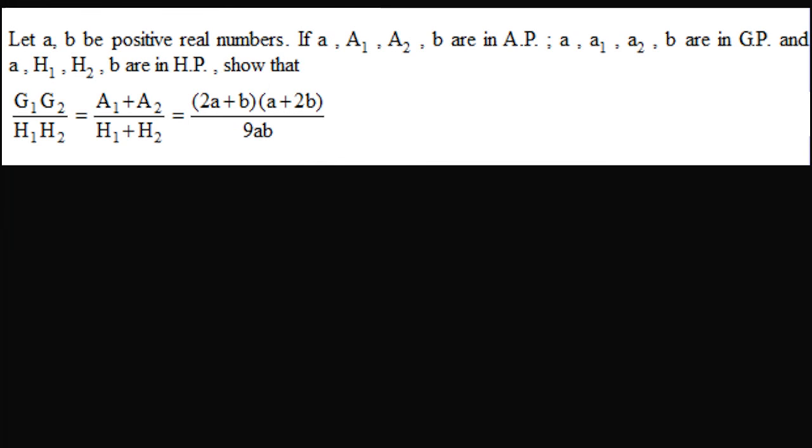Now the question is, let A, B be positive real numbers so that A, A1, A2 and B are in AP. Now the common difference is (B minus A) upon 3. So A1 will be A plus (B minus A) upon 3, so it will be (2A plus B) upon 3. And in the same way, A2 will be (A plus 2B) upon 3. So we have A1 and A2.